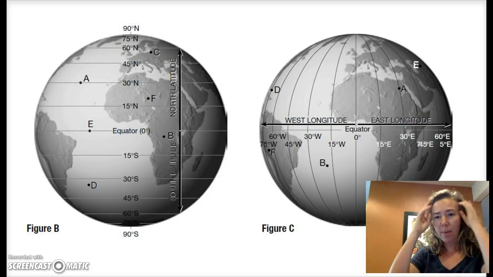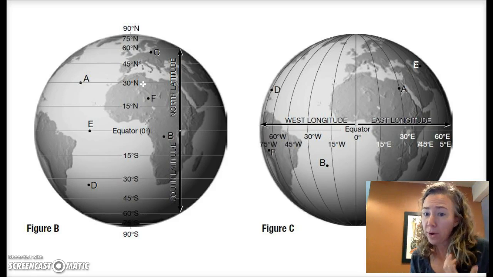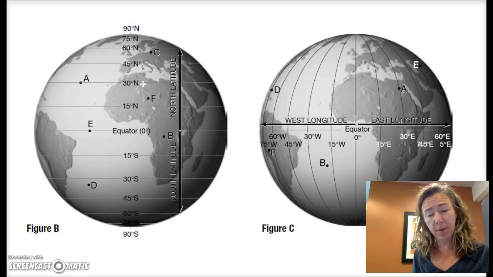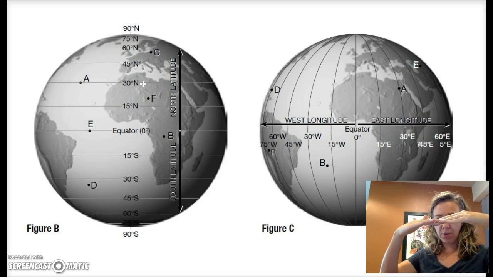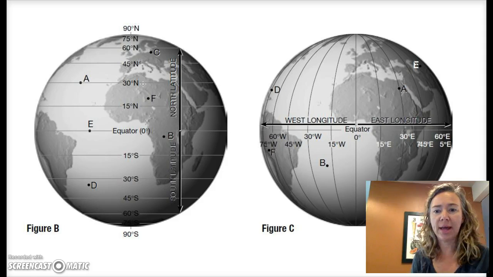That's why we sometimes talk about the Western Hemisphere. Well, we're in the Western Hemisphere, and we're also in the Northern Hemisphere because we're in the northern part of the globe, and we're in the western part of the globe based on latitude and longitude.